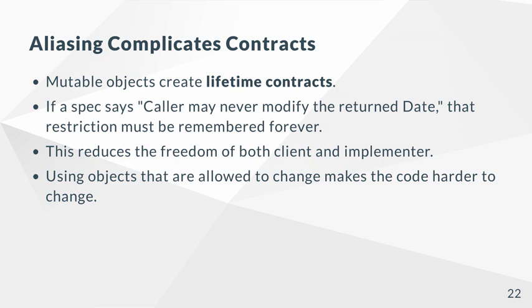When we use mutable objects, we end up with lifetime contracts. If a spec says, caller may never modify the return date, that is a burden the client must remember for the entire duration of the program. It's a bad design because it's hard to verify and reduces the freedom of both the client and the implementer to change their code independently. Using an immutable type makes these bugs impossible by design, as the compiler simply won't let you change the value.